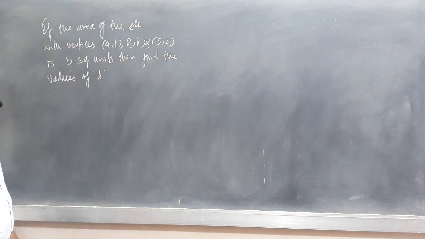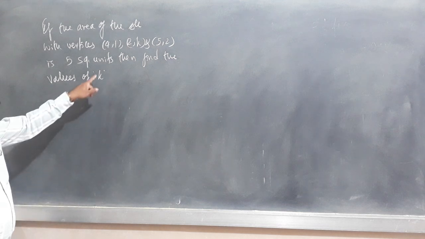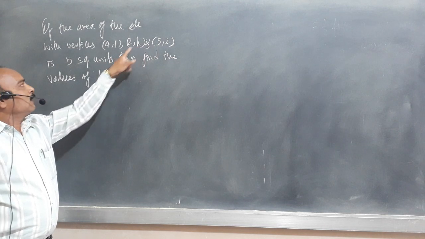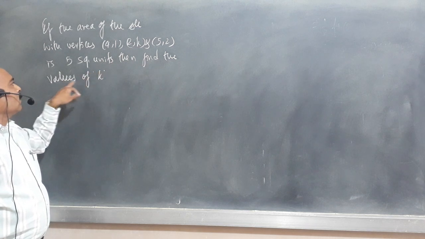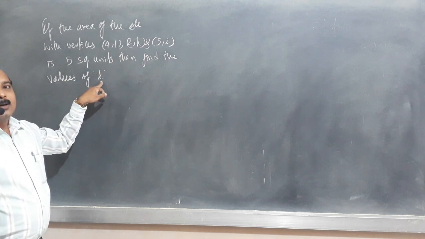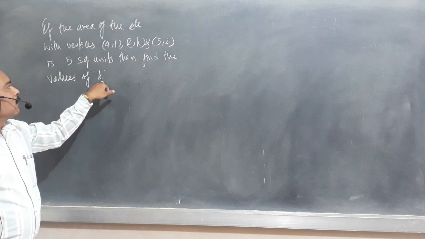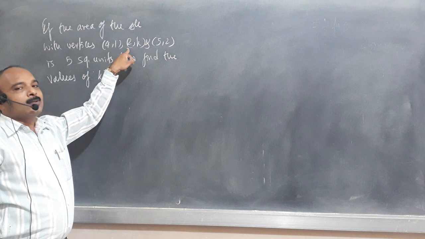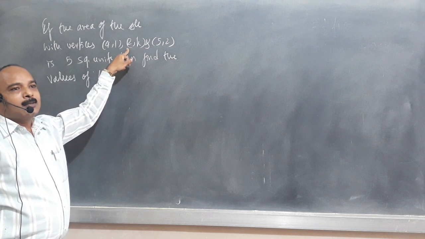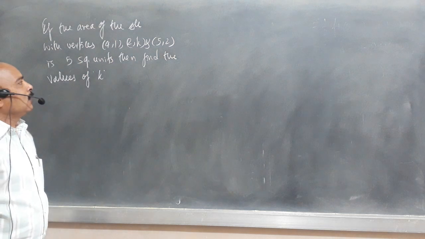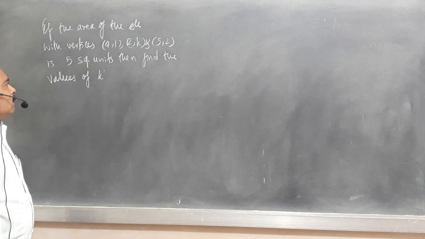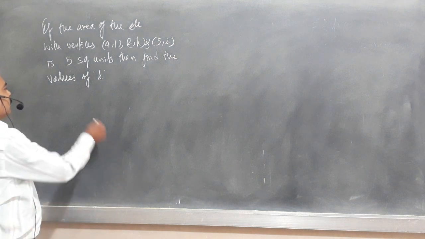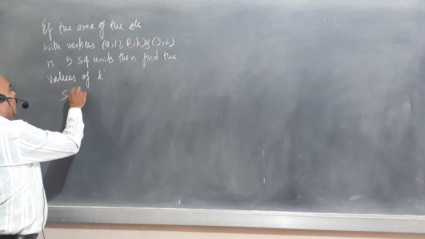Values of k means already it is given one variable, that is k. Calculate the value of this k. Values means we are getting two values of k. Because, as I told already, while we are solving the area of the triangle, we can use two signs, one is plus and one is minus, on the left hand side while we are calculating the value of k. Due to that result, we are getting two values of k in this one. Now we go for the solution of this.